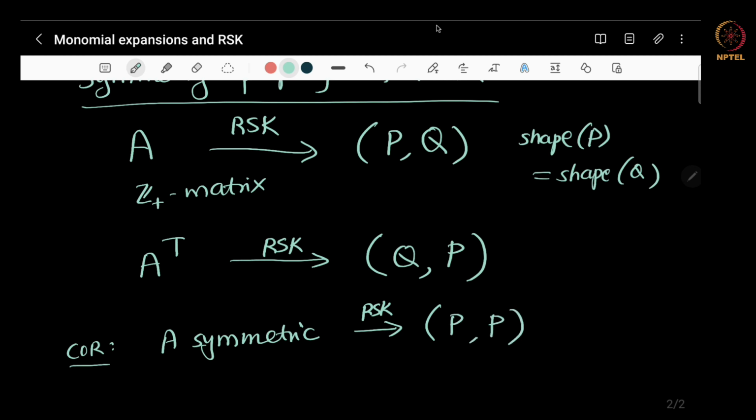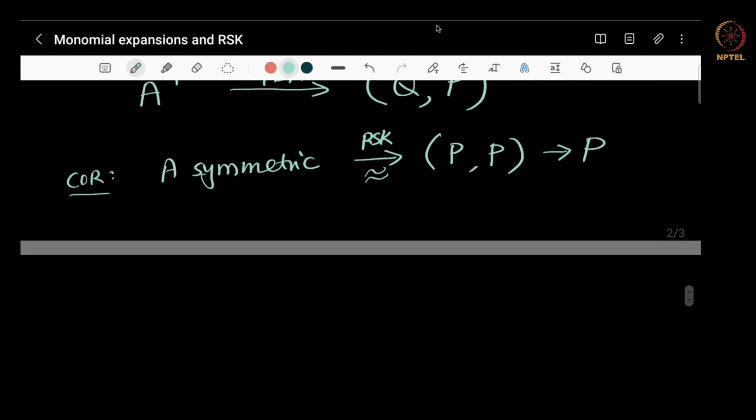Because there are two different ways: you think of A as A or as A transpose. In one case you get PQ, in the other case you get QP, but they must be the same. So P and Q are actually equal if A is a symmetric matrix. And you can again think of this as a bijection from the space of symmetric non-negative integer matrices to the set of P, since the pair P comma P is just P. So I forget about the pair PP, I just map it to P itself.